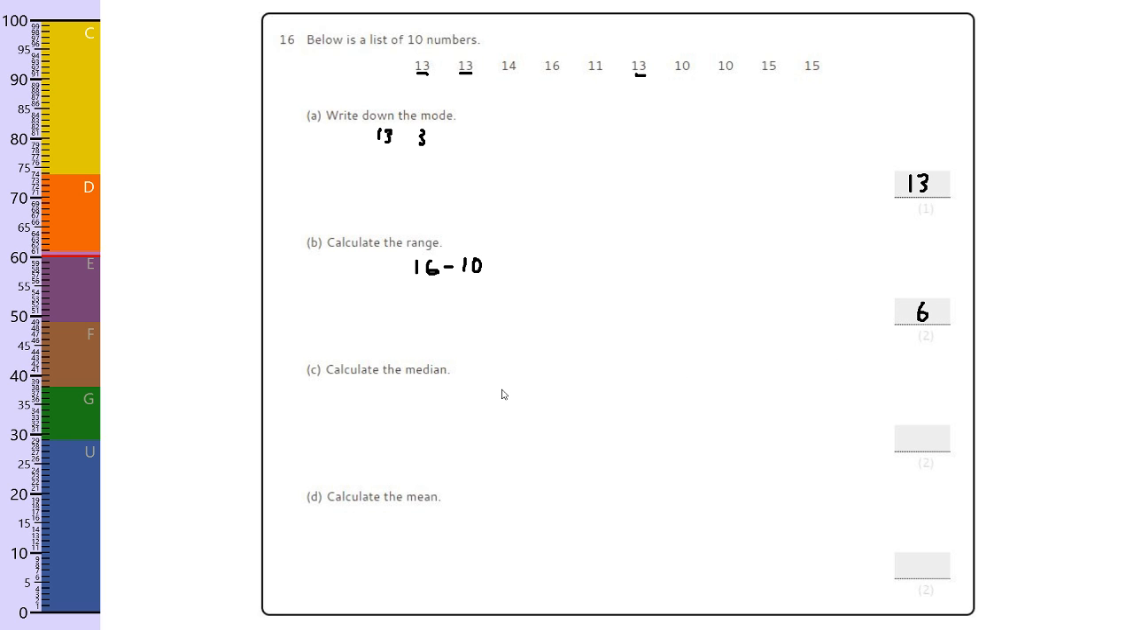The median, now the median I've got to write them in order. So I cross them out as I go, yeah. I'll use the highlighter to cross them out. So 10, 11, 13, and I know there's 3 of those. So we can get rid of those.